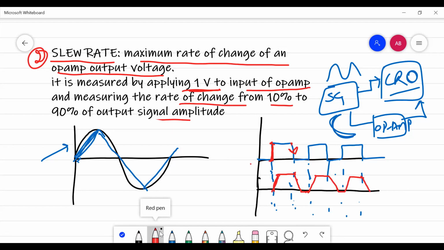If you experiment with it in your labs with your signal generator, your op-amp kit, and your CRO, you are going to find that the op-amps behave like this. Some can behave a little bit better as compared to other kits. So that is defined by the slew rate, and ideally it should be infinite. That means the output should instantly follow whatever input is being given to it.